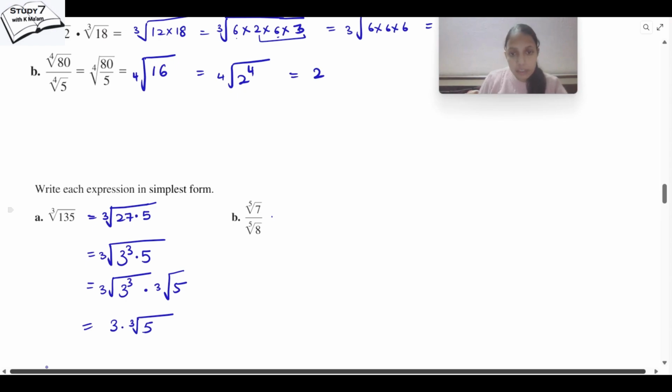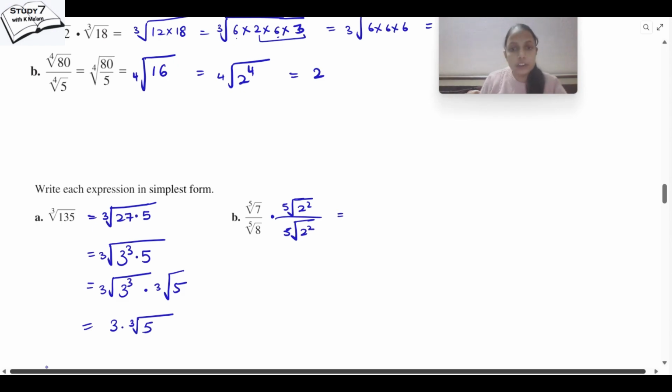See, 8 can be written as 2 power 3. I want something so it will be power 5. 2 power 3 is already there, 8 is 2 power 3. I want 2 power 2 more. So I multiply by the fifth root of 2 power 2, and I divide by the fifth root of 2 power 2. Same thing: multiply and divide by the same term.